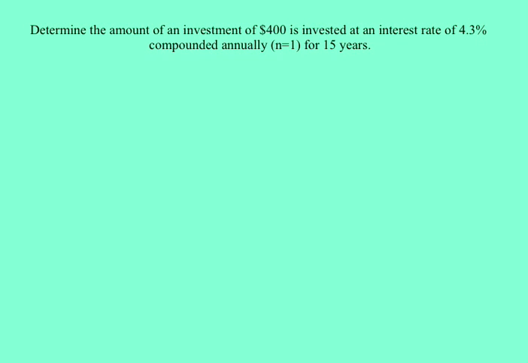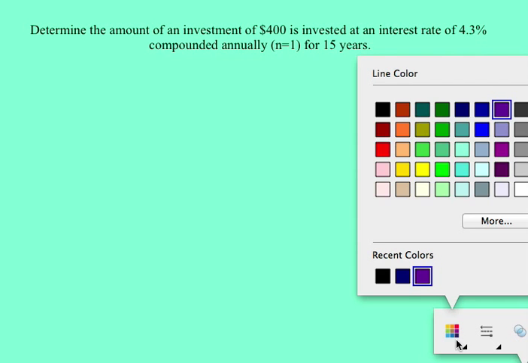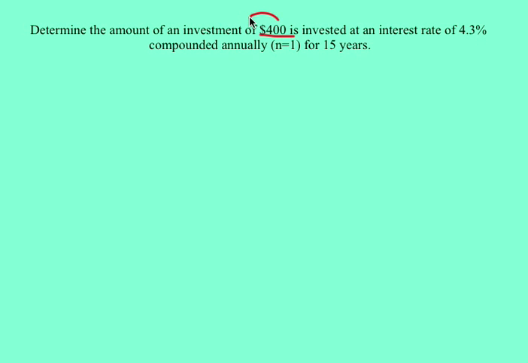Okay? Let's go ahead and take a look at number 4. Again, we need to start assigning some variables. So our initial investment is 400. So that means that our P is equal to 400. Now our interest rate is 4.3. So as a decimal, that's 0.043, and that's my rate. Compounded annually. So if it says annually, that really only means once a year. So that means your N is equal to 1. And then it says for 15 years. So our T is equal to 15.